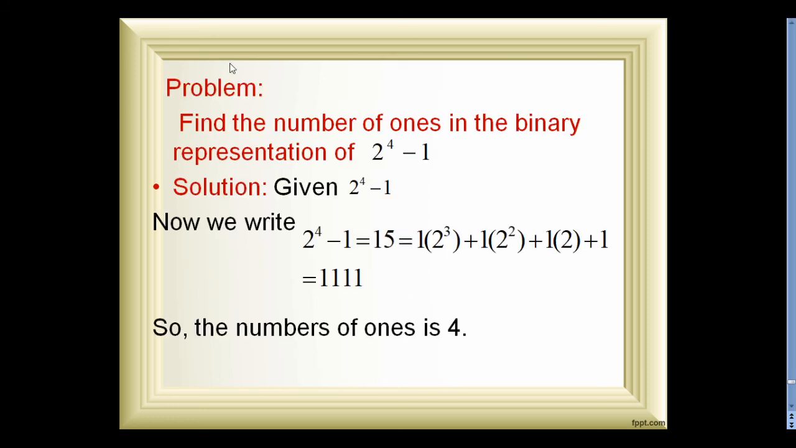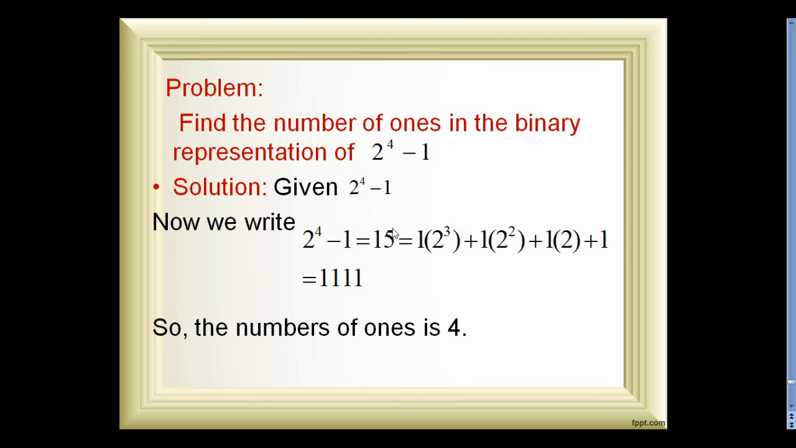Now we will see a small problem. Find the number of ones in the binary representation of 2 power 4 minus 1. So we want to find out how many ones are present in the binary representation of 2 power 4 minus 1. Now we write 2 power 4 minus 1 is equal to 16 minus 1, which is nothing but 15.